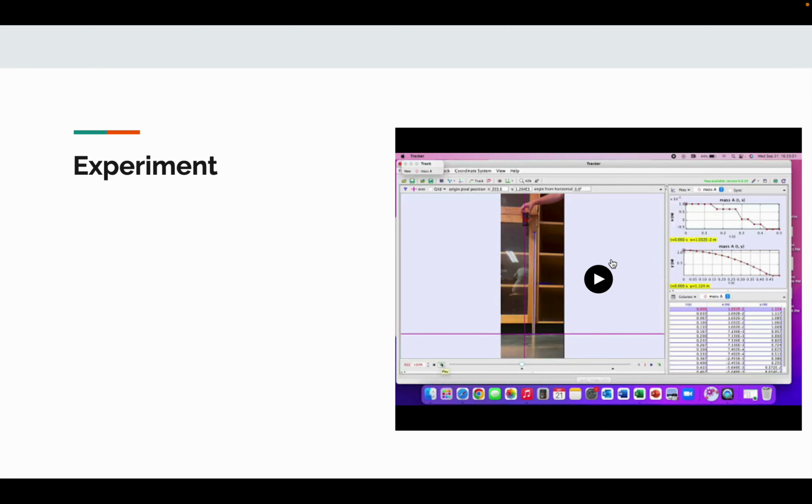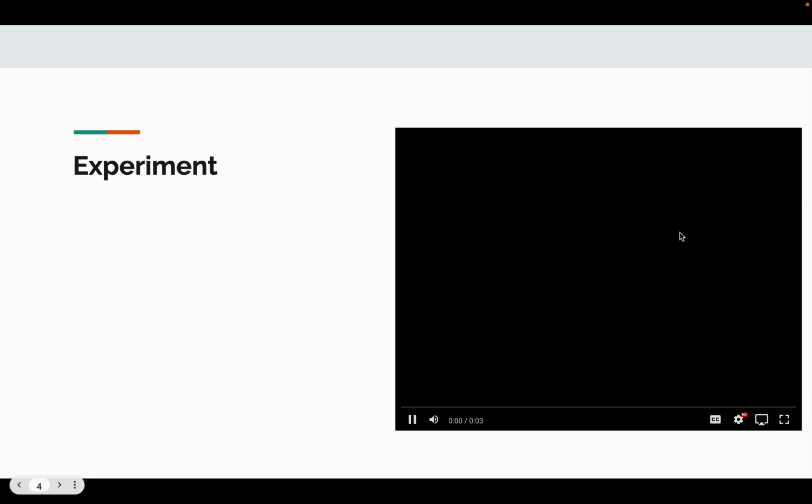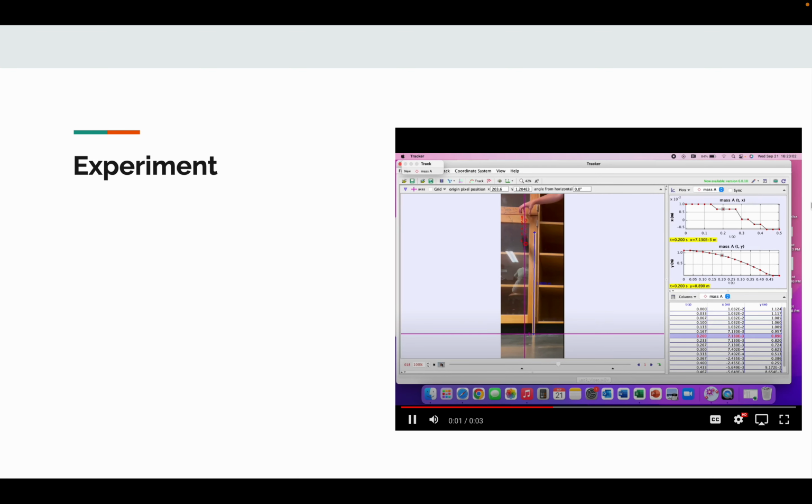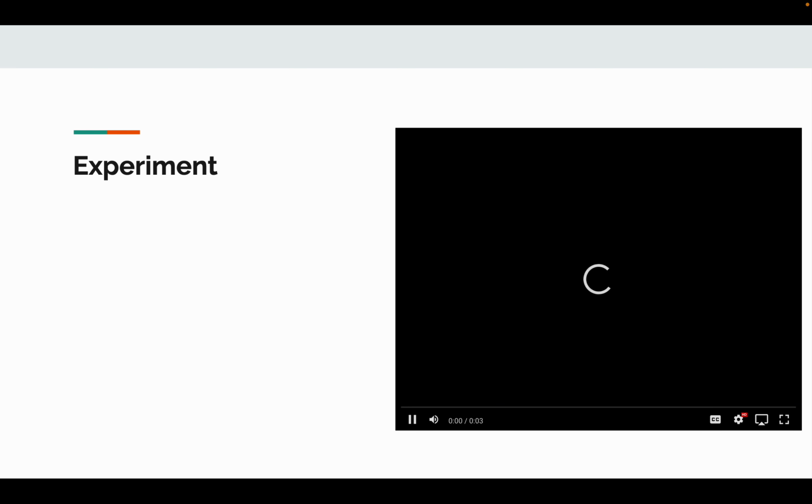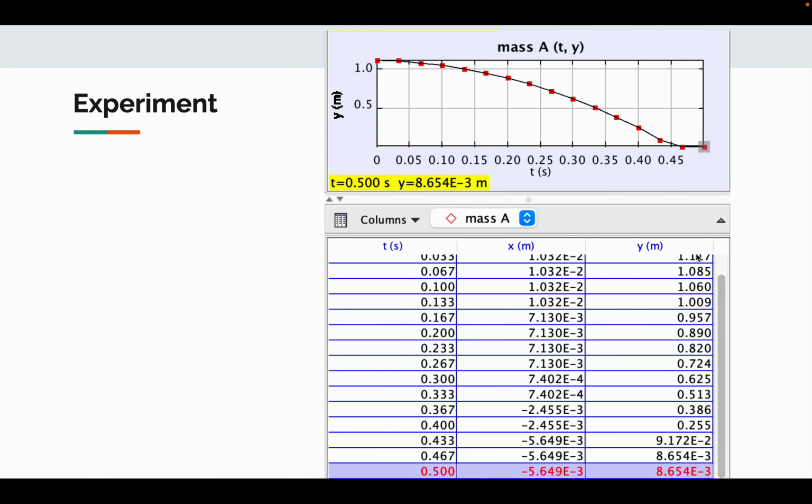So here's my experiment. You can see I drop the eraser and then Tracker tracks the object as it falls. Here is a closer look at the data that I used. The upper part is the graph of the y position by the time in seconds, and then the bottom chart just shows the specific points used in that graph.